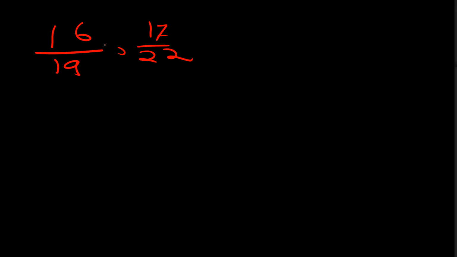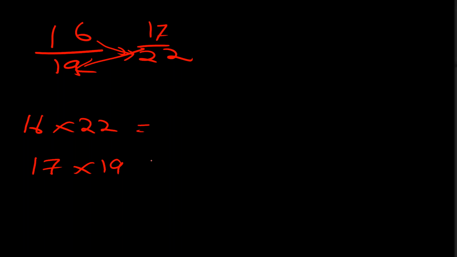It's very simple. First, you're supposed to multiply this numerator with this denominator, and this numerator with this denominator, which is nothing but, first you'll do 16 into 22 and 17 into 19. If you're multiplying these two values, you can do it in the SAR method. So 16 into 20 plus 2, and here you can do 20 minus 1.